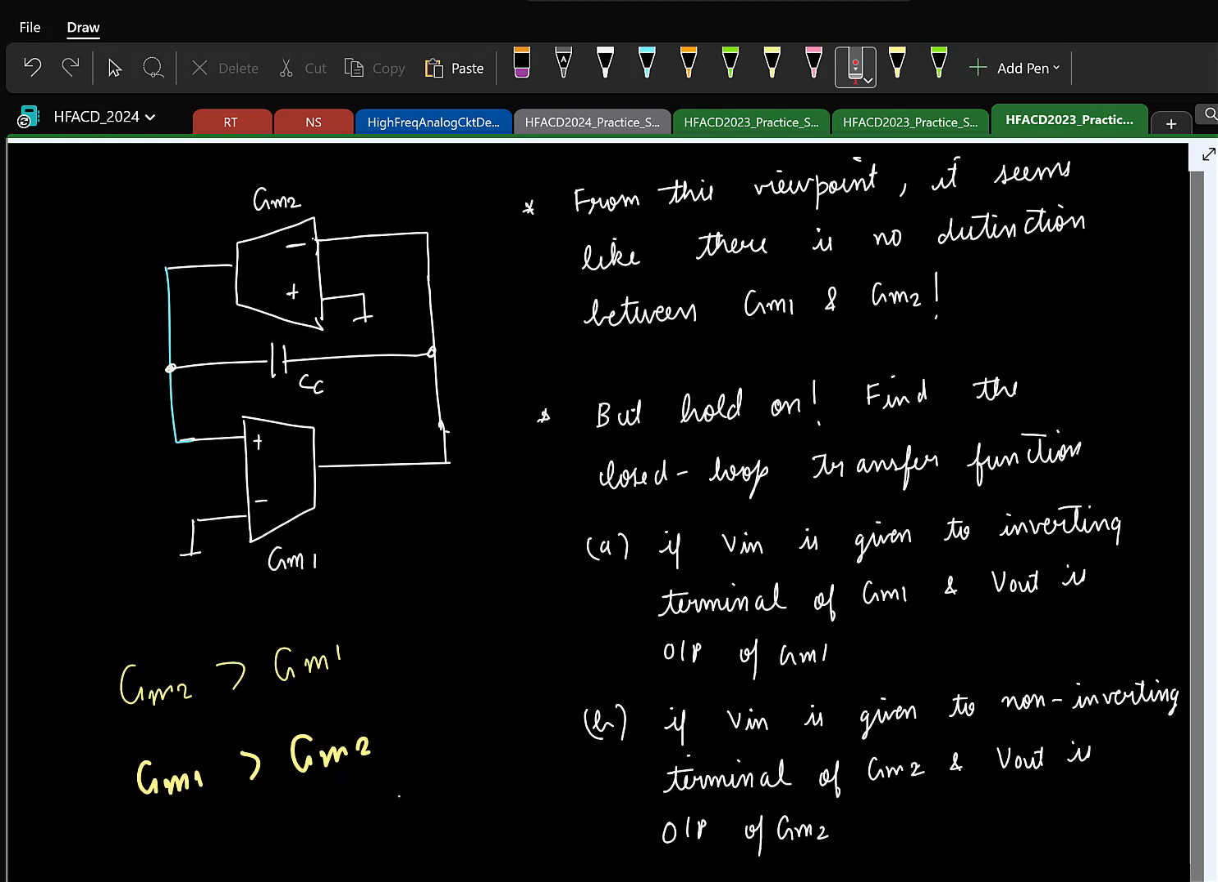Again, it's a first order circuit. You should be able to find the pole location. You apply an input here, take the output here or whatever. You should get something like GM1 minus GM2 by CC. Something of this form. And then you will find that GM2 has to be greater than GM1 so that the pole is in the left half plane.